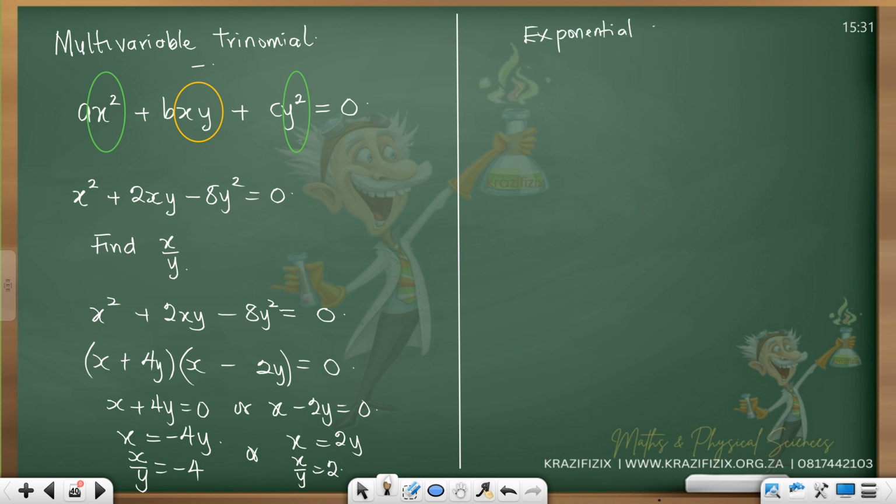Now, I am categorizing all of this for you. In an exam, no one is going to categorize it for you. You must be able to see what the examiner is talking about. Exponential trinomial. This is also a very, very common concept. What do I mean by exponential trinomial? Let's look at an example.